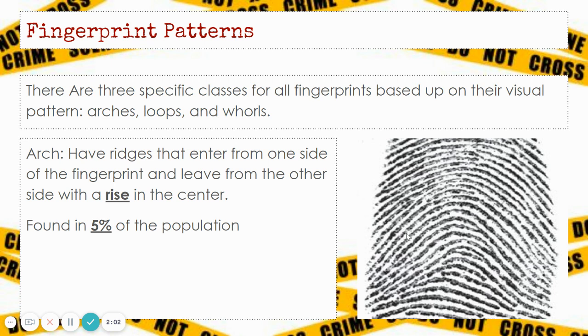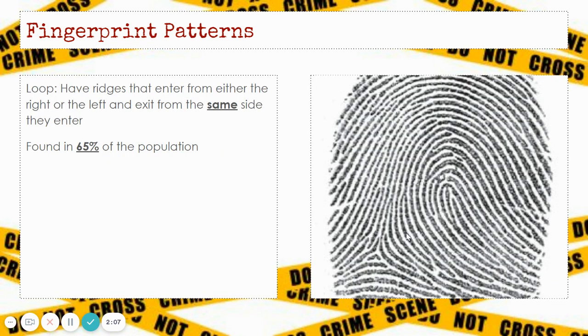About 5% of the population will have at least one arch pattern on their fingerprints. Loops are the most common type of fingerprint pattern. The way we identify a loop is that the ridges enter and exit from the same side. So either from the right side or the left side. So if you look at this loop here, if we follow a ridge, it enters from the right side and exits the right side, right? So if we follow those ridges, enters and exits from the same side, unlike an arch, which enters and exits from opposite sides. So this pattern is found in about 65% of the population.